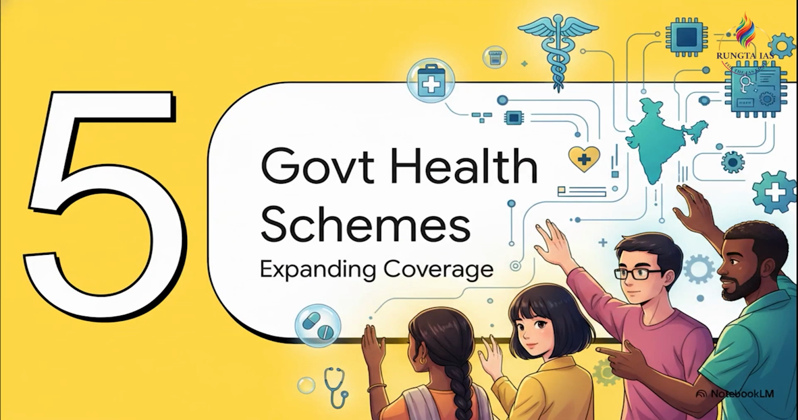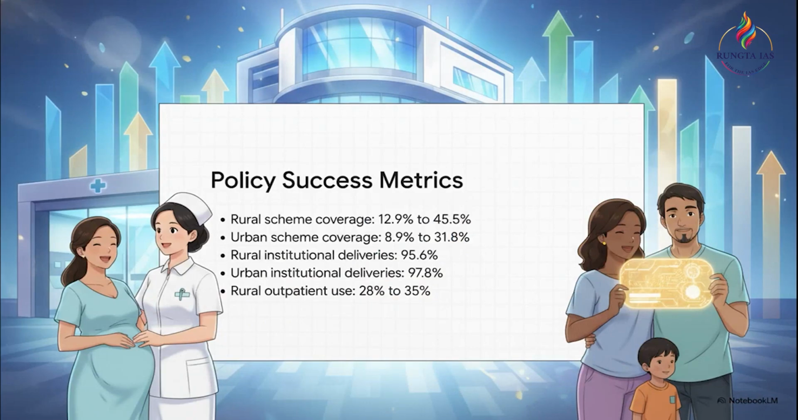Which brings us to Section 5, Assessing Government Health Schemes. So, how exactly is the government responding to this massive transition? Let's link the data directly to policy interventions. You really need to memorize these statistics, folks. They are your direct evidence of successful policy implementation.